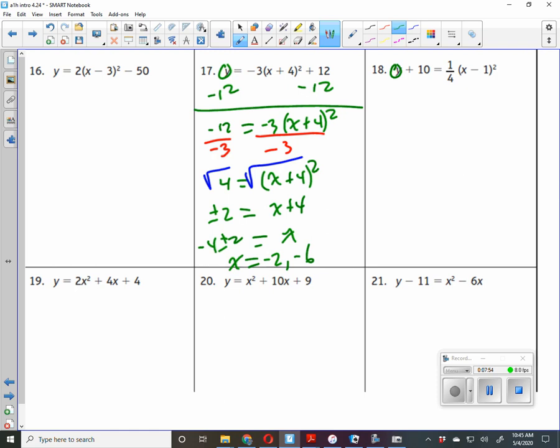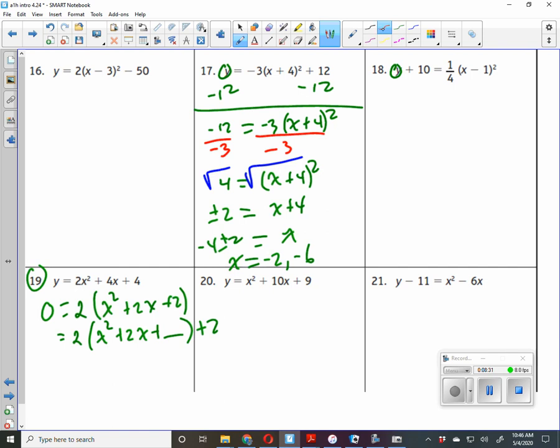Let's take a quick look at 19. I would factor out a 2. x squared plus 2x plus 2. The question now is we're looking at factors of 2 that absolutely can't do that, so now I have to complete the square. So I end up with 2 times x squared plus 2x plus something, plus 2. To complete the square, half of 2 is 1, 1 squared is 1. Multiply those two and subtract.